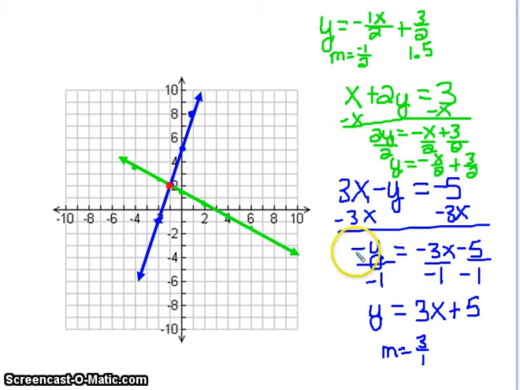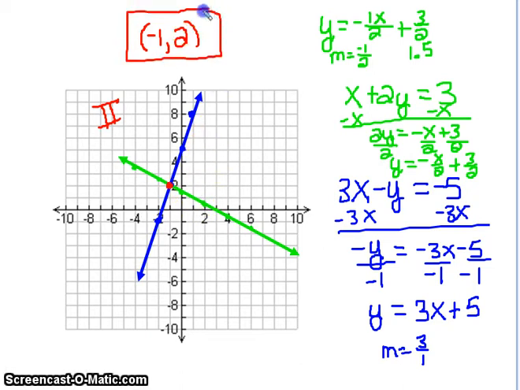If we want to give the coordinate for that intersection, we go left 1, so it's going to be negative 1, and up 2. Our solution is actually over here in quadrant 2. We can have a solution in quadrant 1, quadrant 2, quadrant 3, quadrant 4. We can also have a solution on an x or y axis. That solution can be anywhere. In this case, the solution to our system is negative 1, 2.